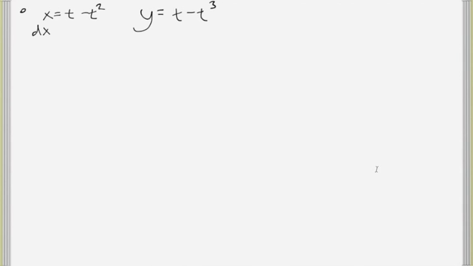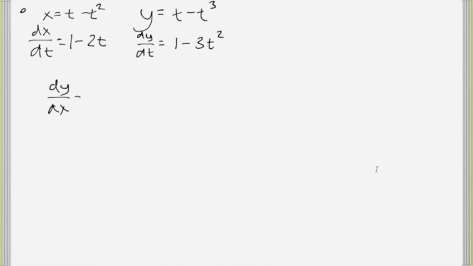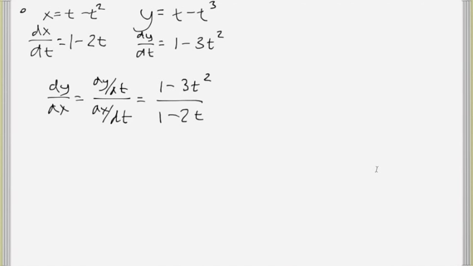So we start by taking the individual x derivative in terms of t, so 1 minus 2t, and the y derivative in terms of t, 1 minus 3t squared. Then if I want dy dx, I need to take the y derivative and divide it by the x derivative. Those dt's would cancel, so dy dx is the y derivative divided by the x derivative. So that's a review of something we did back in chapter 3.